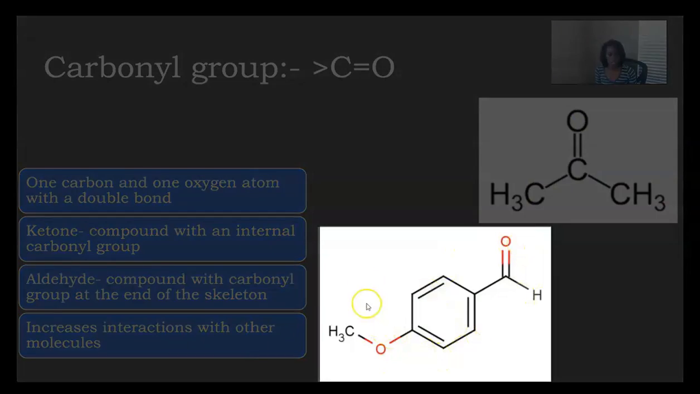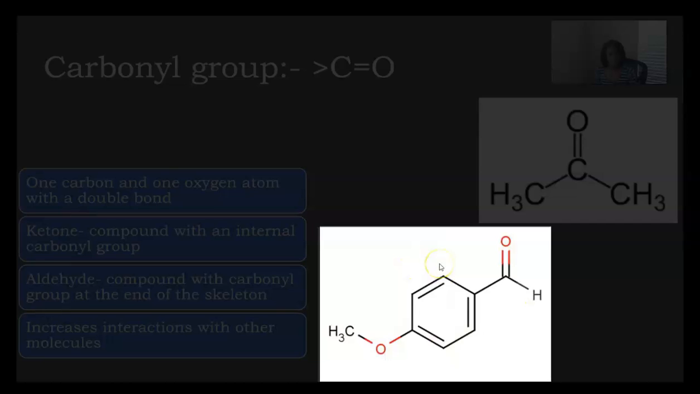Here, this illustration is a little more complex, but we can still spot the carbonyl group. So remember what I said earlier about how sometimes carbons and hydrogens are left out of the illustration. Anytime you see an angle, even if it's not in a ring, that's a carbon. So this is a carbon here that's double bonded to the oxygen. That's a carbonyl group. All right, so this one is at the end.